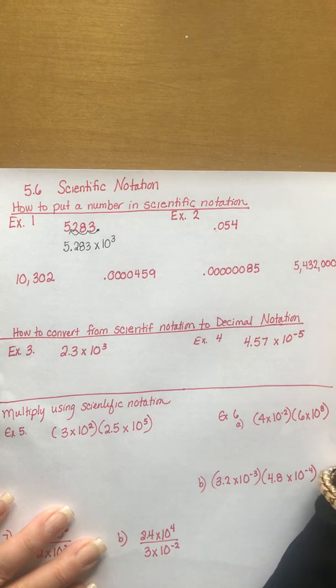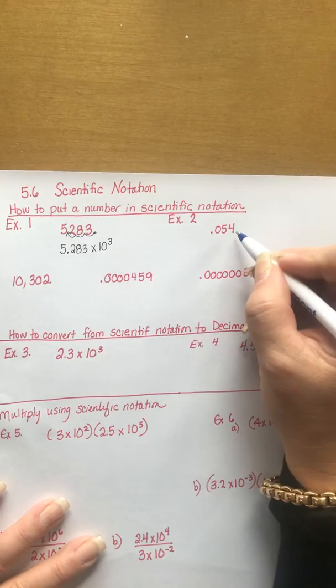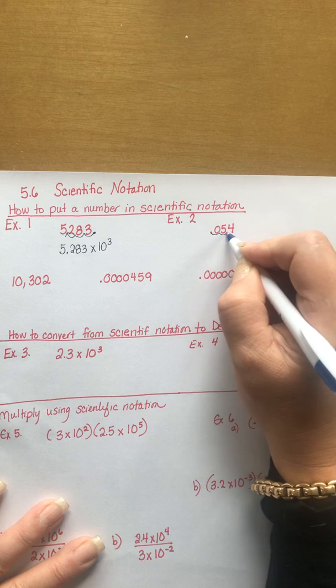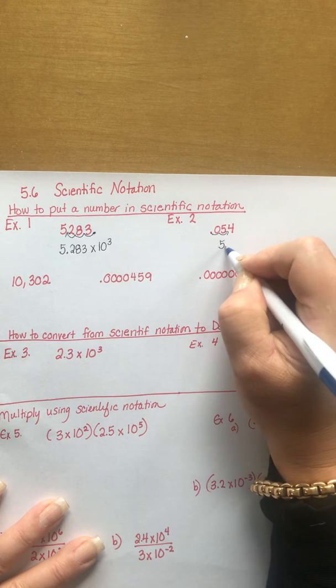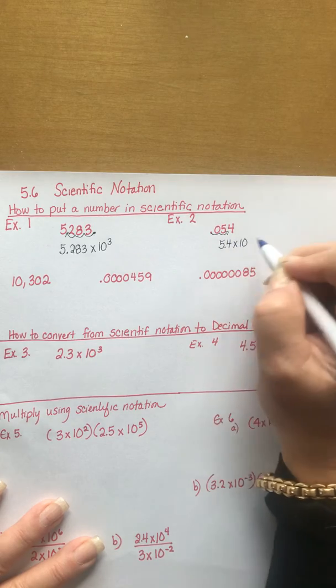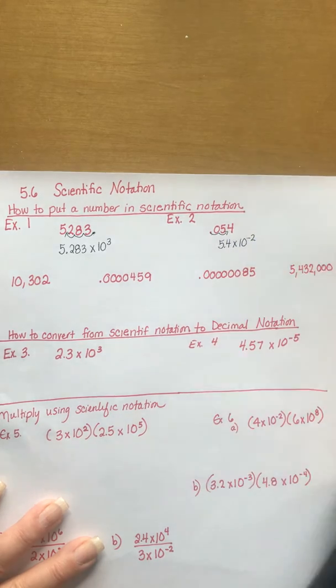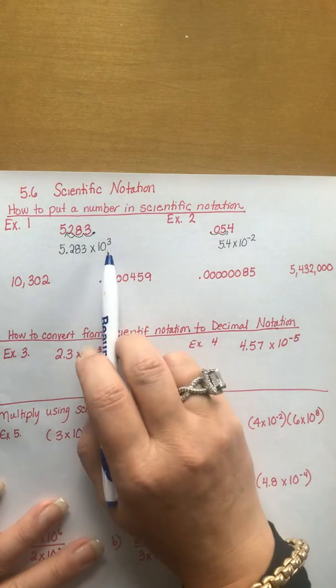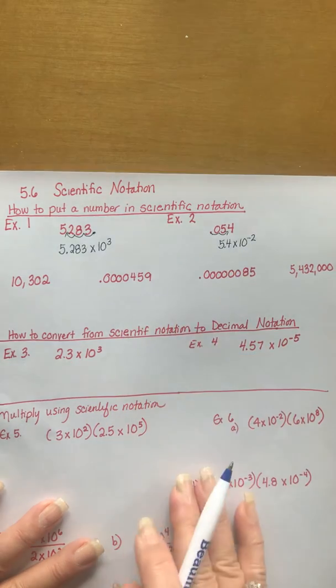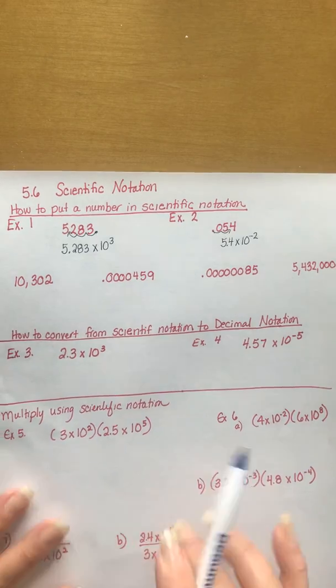Okay? Now, for this one, you want to move this decimal between the 5 and the 4. So it's 2 places. This would be 5.4 times 10. Since you're going to the right, it's going to be the -2 power. So if you're going to the left, it's a positive power. If you're going to the right, it's a negative. So I have a few more examples to show you.